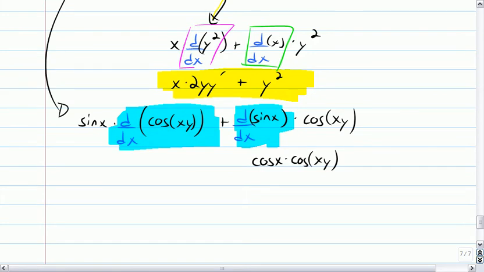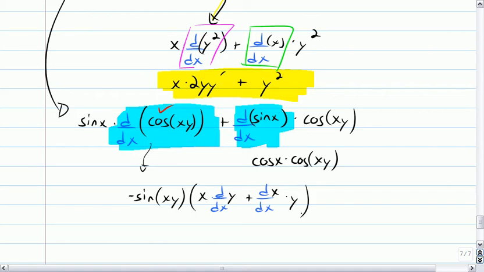You have an outer and an inner. The outer is cosine. The derivative of cosine is negative sine xy. Well, then you've got the inner. That's x times y. Oh, boy. So the derivative of x times y, well, that's x times the derivative of y plus, Rachel's falling asleep, the derivative of x with respect to x times y.